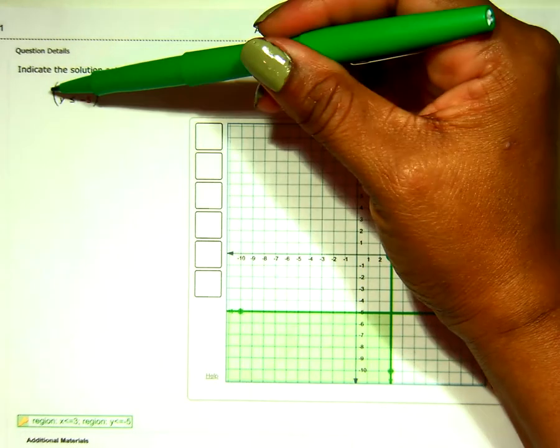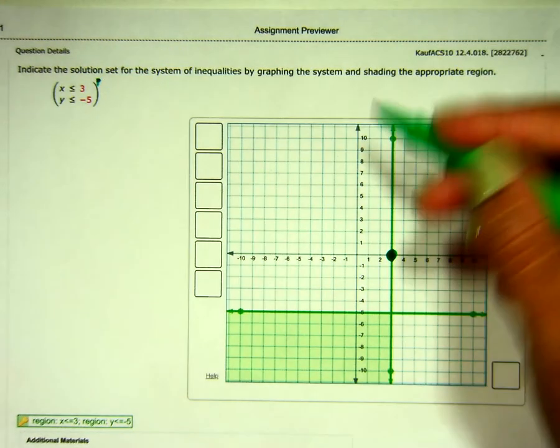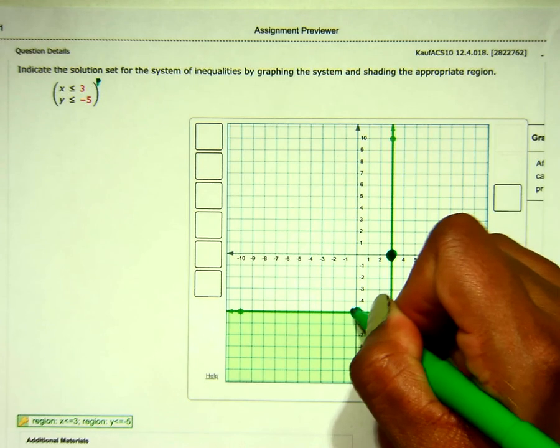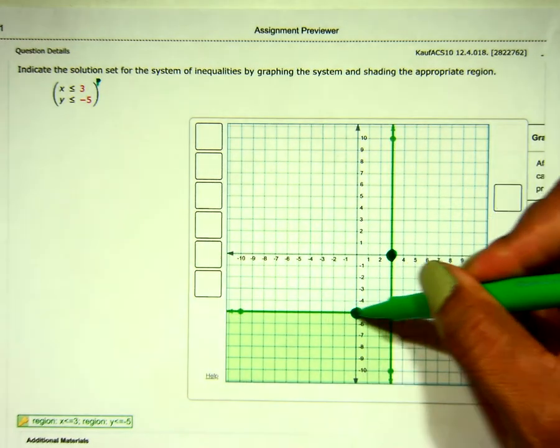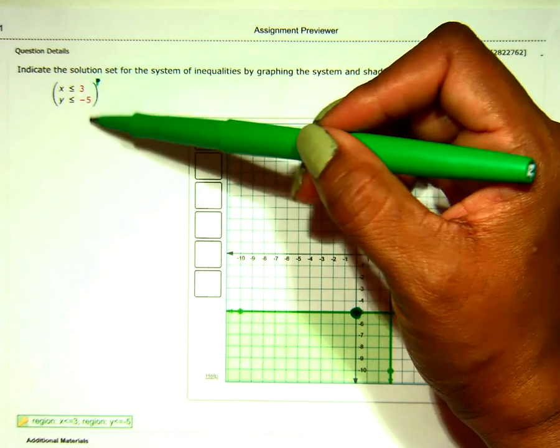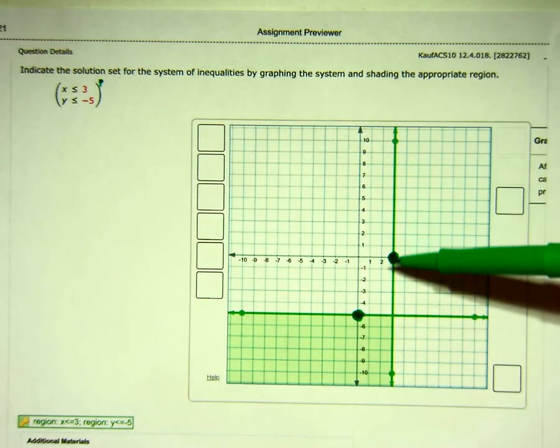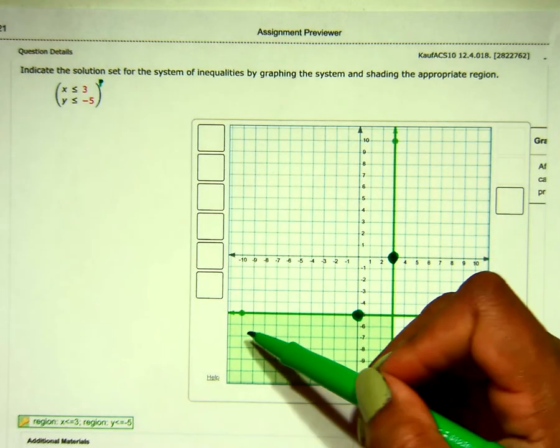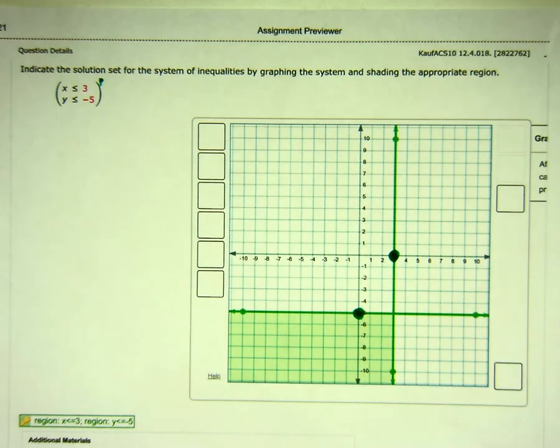Then for the next one, I'm looking for negative 5 on the y-axis. So here we go. That's going to be a horizontal line. But since both of them are going to be less than, we have to shade to the left or under that. So hence, this is where your shading is.